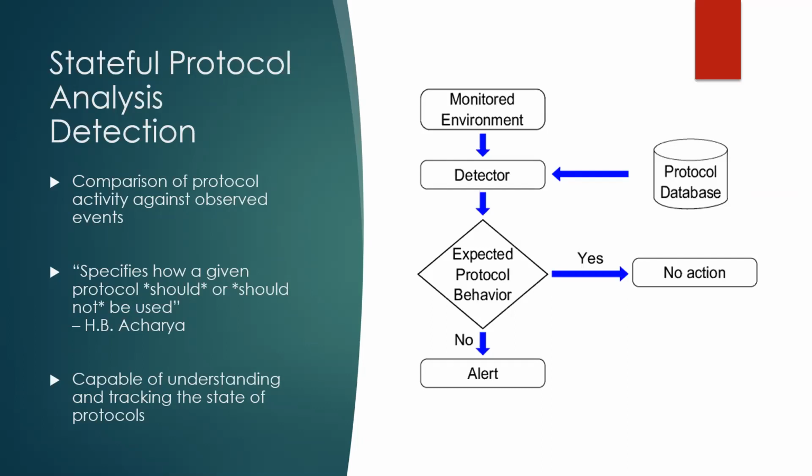Notice the diagram on the right, which is the flow process for stateful protocol analysis detection. The IDS will pull from a database and use that expected protocol behavior to compare against the behavior it's receiving. If it's the same, no action will occur. If it's different, an alert will be triggered. An alert could also be a prevention method via dropping packets if this is combined with an IDPS, which is the prevention system.